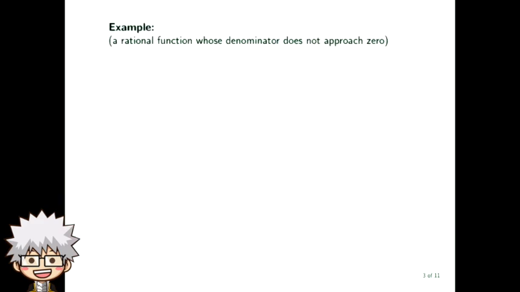Here's an example involving a rational function whose denominator does not approach 0. Let's look at the limit as x approaches 3 of (2x² − x + 2)/(x² + 1). Notice first that, as x approaches 3, the denominator will approach 9 + 1, or 10, which is not 0. Therefore, we can attack this problem by taking the limit of the numerator and dividing by the limit of the denominator. Since those are polynomials, that's an easy thing to do.